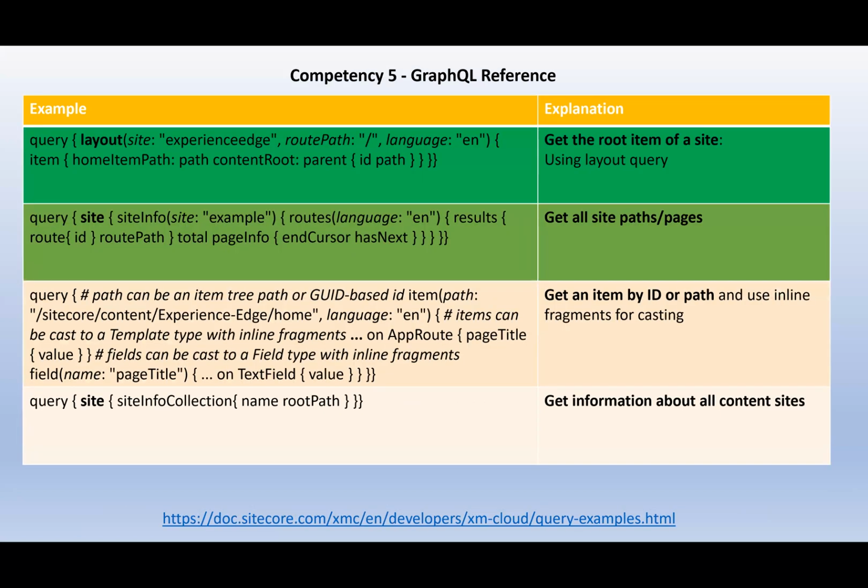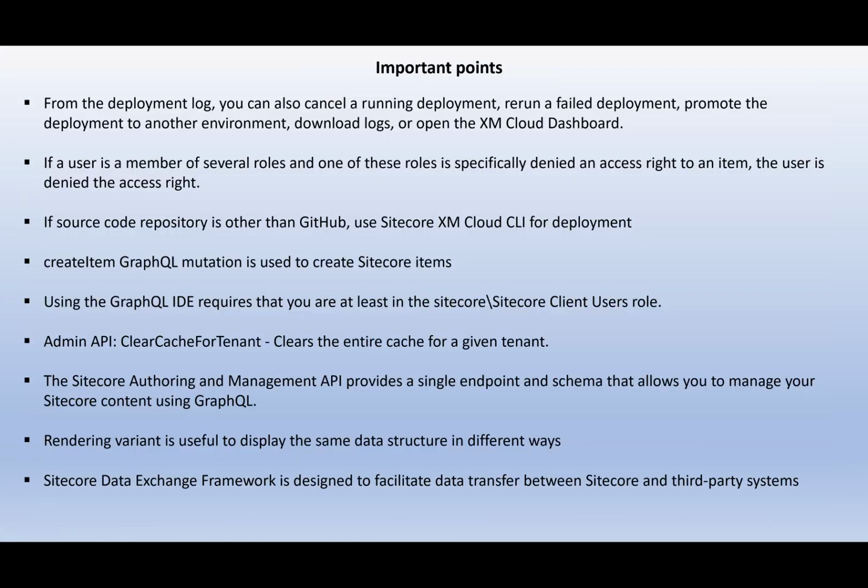It's the documentation. So these two get the root item of a site. Although it has layout, it gets the root item of a site. It uses the layout query, but it gets the root item of a site, so be careful about that. Then query site gets all sites, site paths and pages. Because you have the clues, you have all, and then you have end cursor, right? So it's a big list. That's how I kept it in mind. For the other things, just be aware of the different queries and then go to the URL or the documentation and check all the queries.